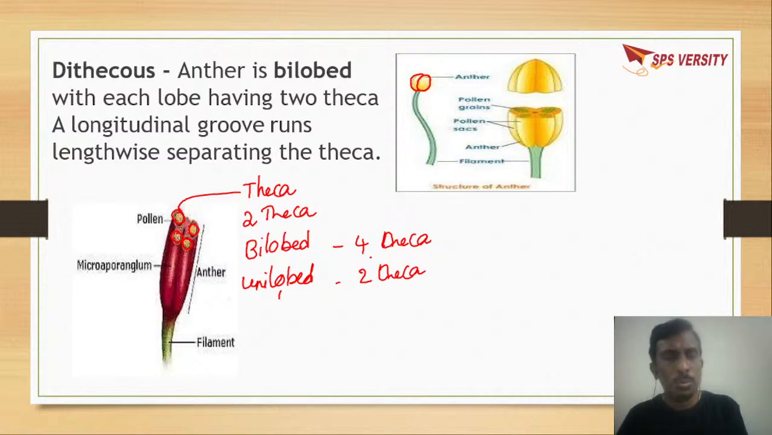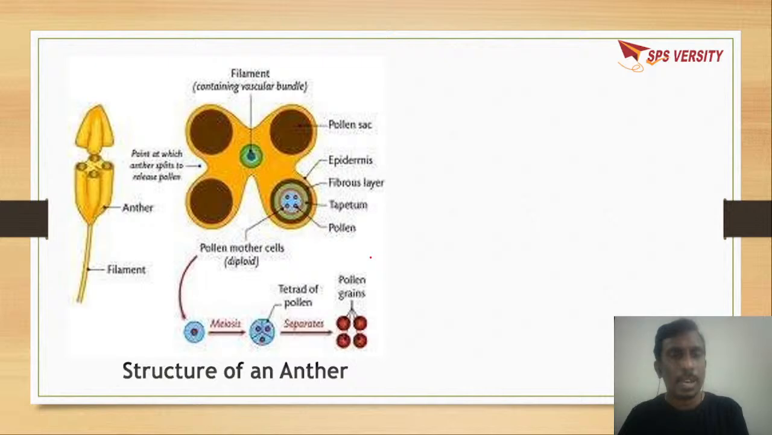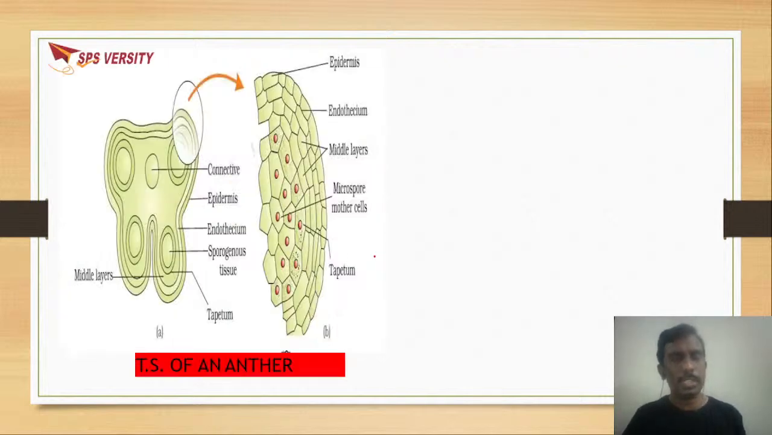So here we will come to the transverse section of anther. To study the structure of anther, we will go to the transverse section of an anther. So when you take the transverse section of a bilobed anther, it looks like this. The outermost layers of anther are called anther wall. That is, anther is well protected by anther wall.